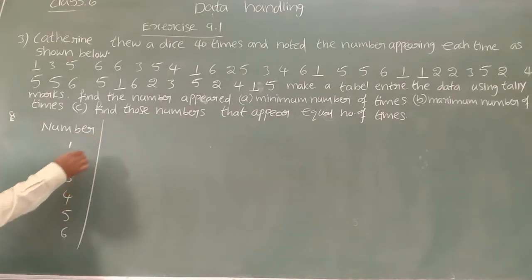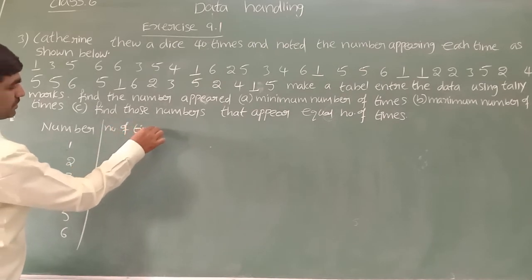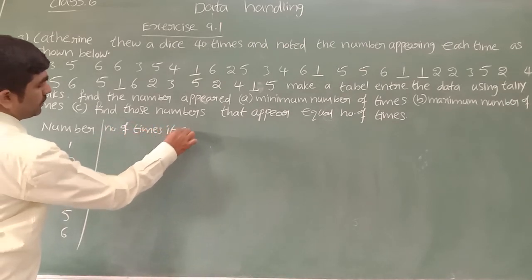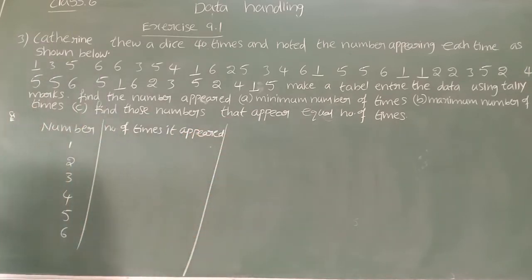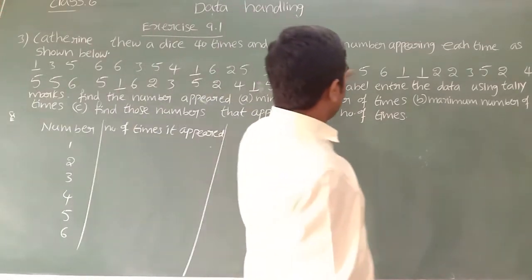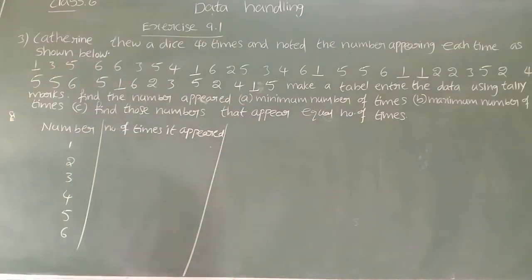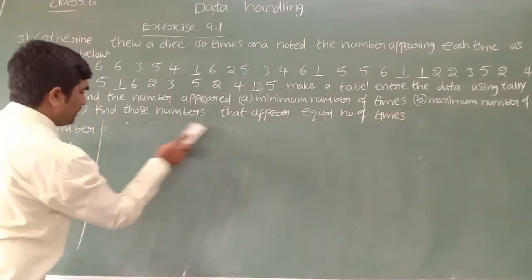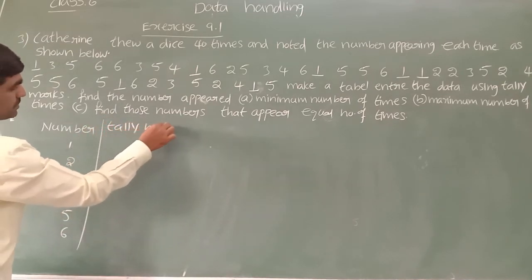So here we can write number of times it appeared. I mean, 1 appeared how many times? We'll see here 1, 2, 3, 4, 5, 6, 7 times it appeared. Yes, you can see better here. You can write tally marks here. Yes, we write the tally marks here.